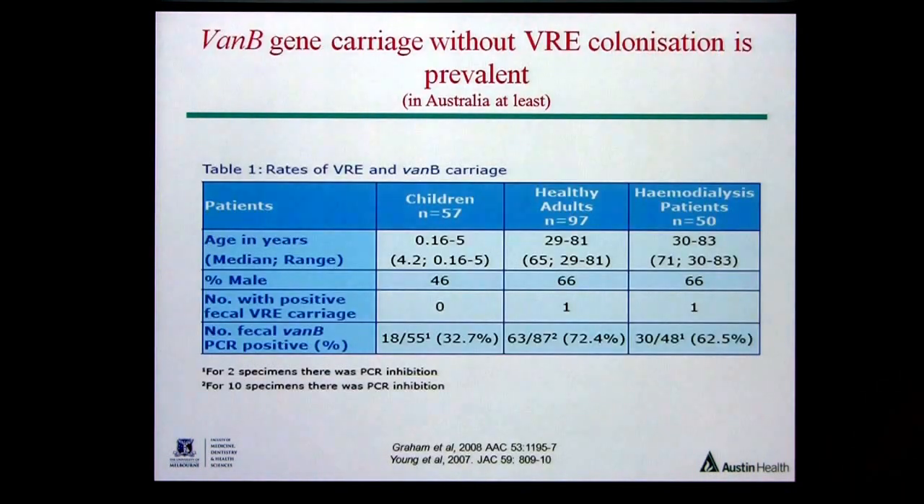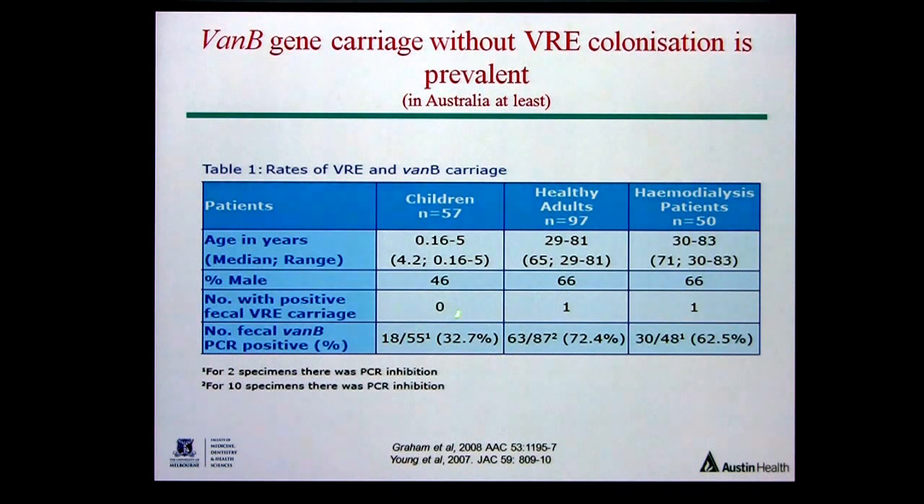So basically Marisa collected faeces from 57 breastfed children, never been solid fed, 97 healthy adults, if you call Rotarians healthy, I guess most of them are. And then we looked at 50 hemodialysis patients, and they're important because they often get treated with antibiotics. So we actually expected a major difference between healthy adults and hemodialysis patients.